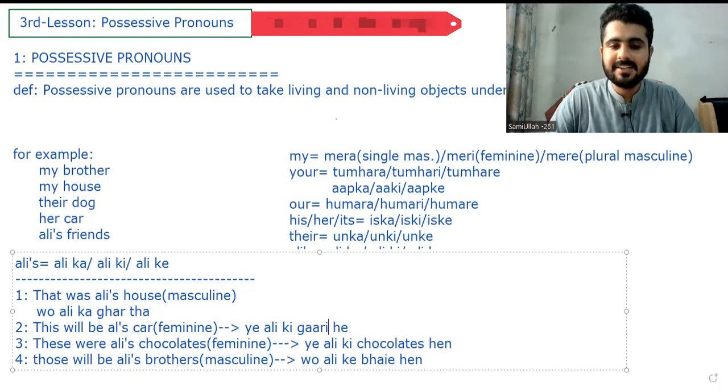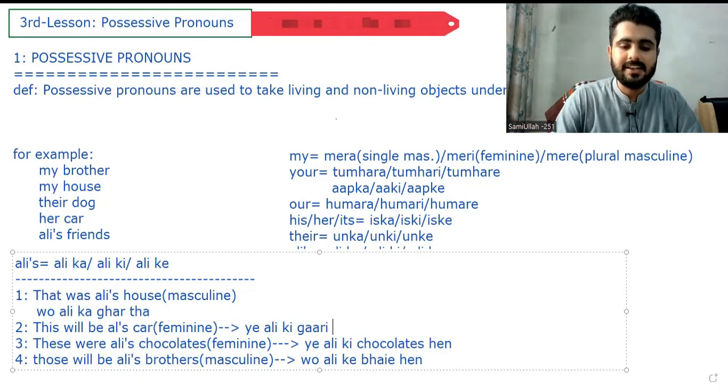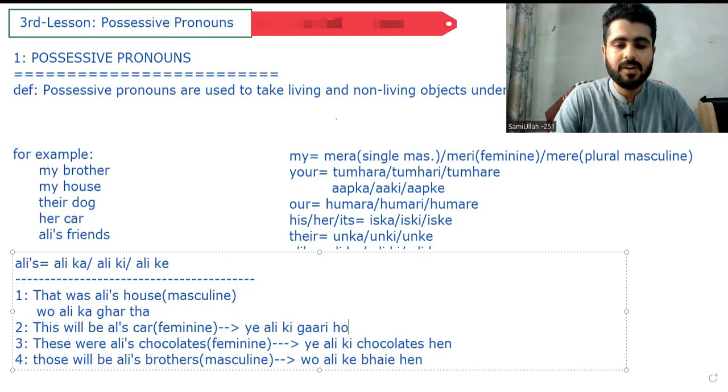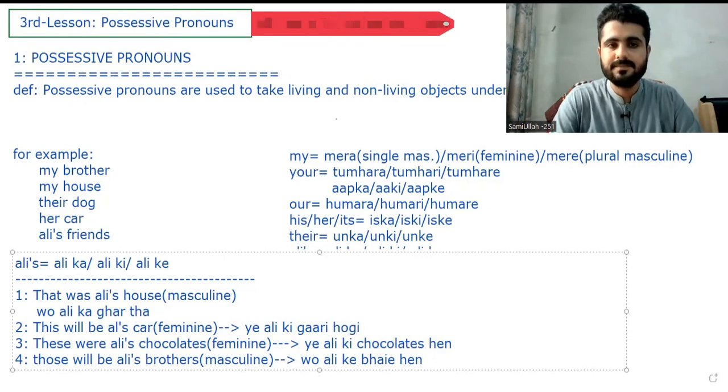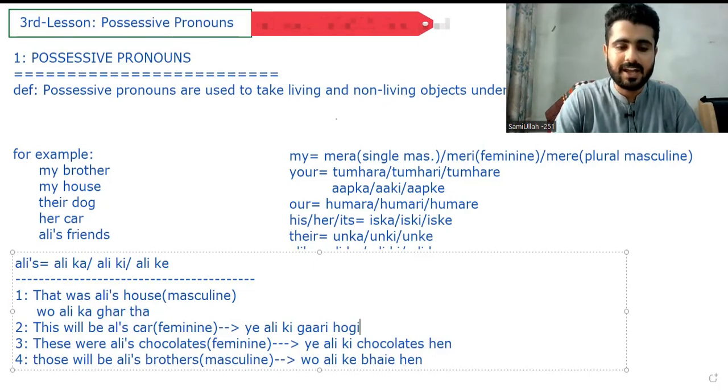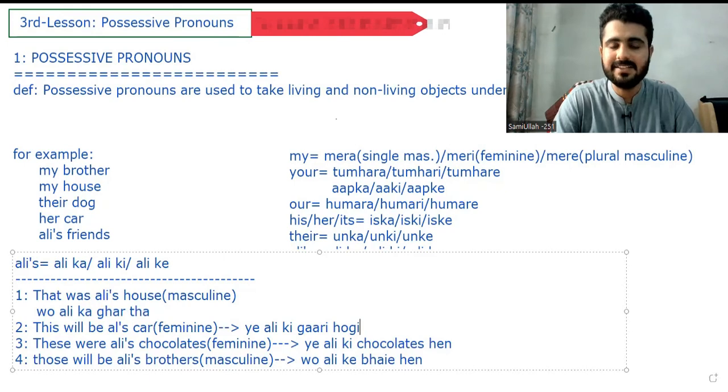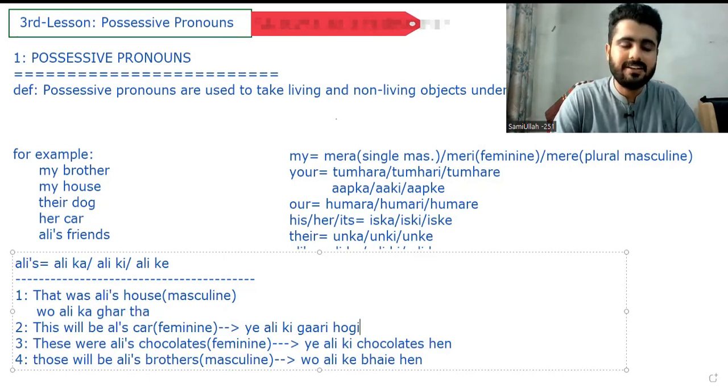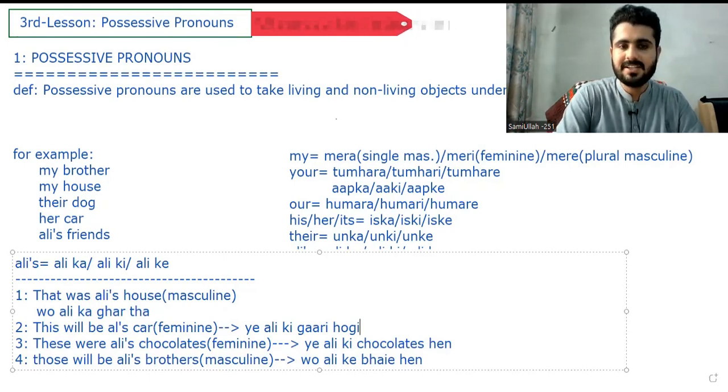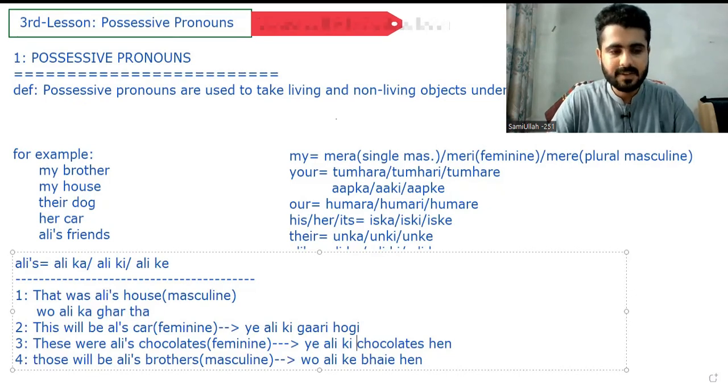This will be Ali's car. Car is taken as feminine. वो अली की गाड़ी. For single feminine future we have the word होगी. Okay, if you are confused at these words, like होगी, था, थी, थे, I think you might not have watched the first lesson. In the very first lesson of this course, I have covered these. That's the basics of Urdu. So if you have not, then watch the first lesson, then second, then this third one.